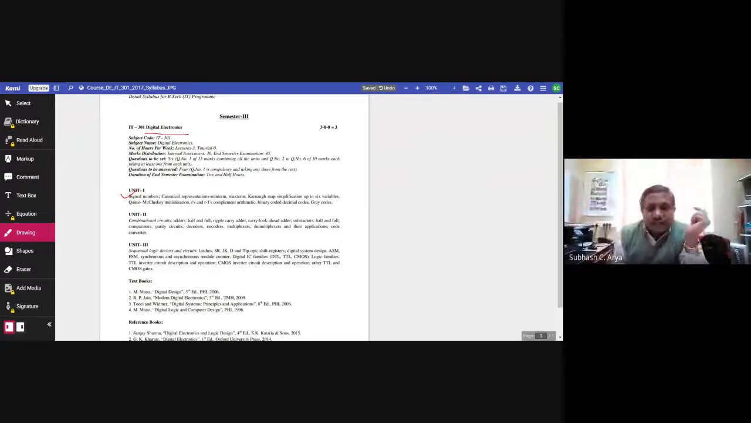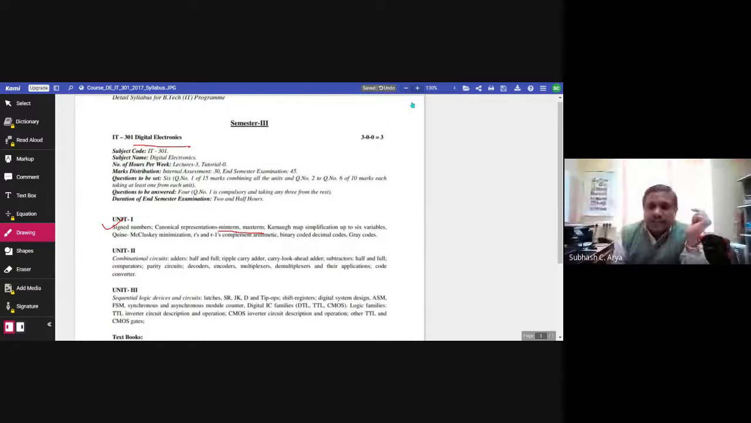Then canonical representation, minterm and maxterm. And after that, we came to know how we can simplify a given Boolean expression by reducing it, expressing the Boolean expression in a minimum number of literals. So we use this kind of map simplification method up to 4 variables. We have not gone to 6 variables. Then later on, we also covered the Quine-McCluskey minimization method, popularly known as the tabulation method.